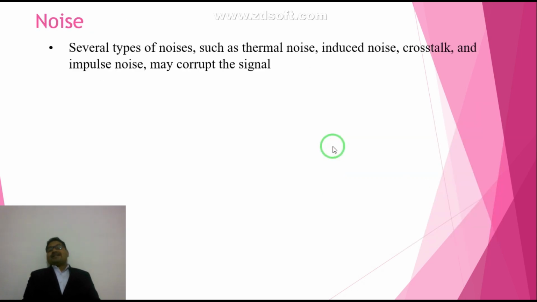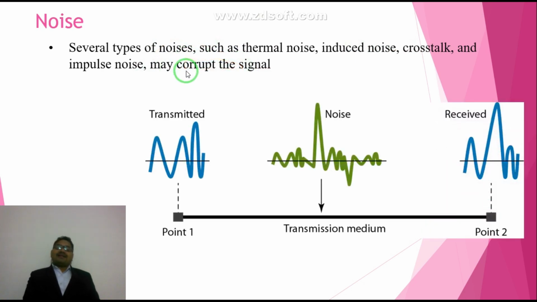Now, noise is another problem, guys. There are several types of noise, such as thermal noise, induced noise, crosstalk, and impulse noise. All these noises corrupt the signal. Thermal noise, in the sense what? It is the random motion of electrons, which creates some extra energy, an extra signal, which is not the original one that we have transmitted. So due to the random motion of electrons, it gives rise to extra energy, an extra signal.